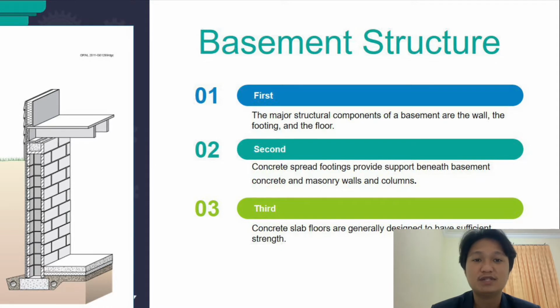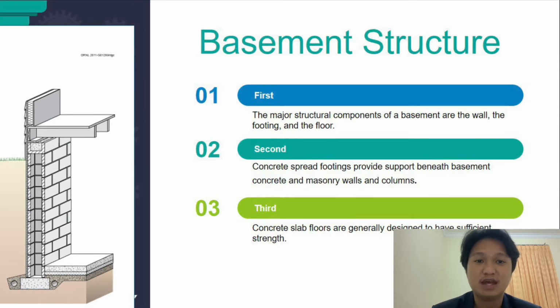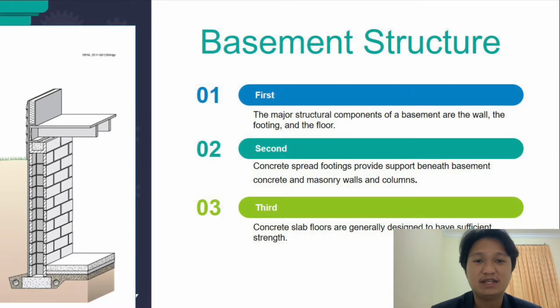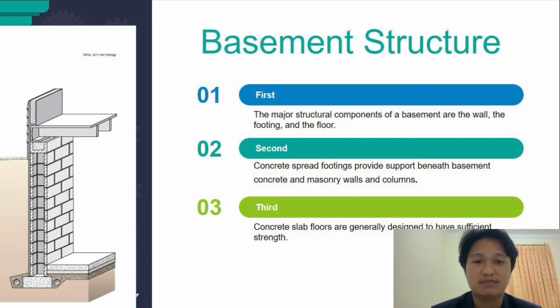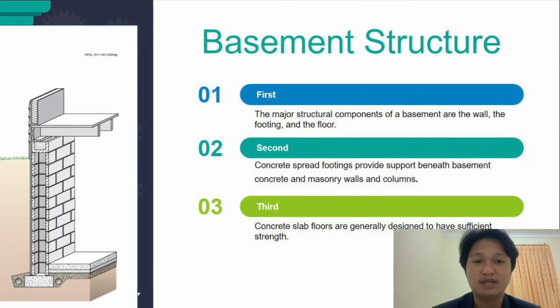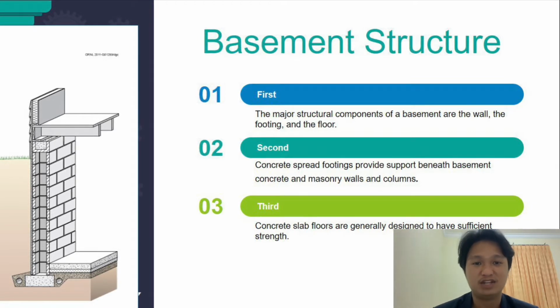Second, concrete spread footing provides support beneath basement concrete and masonry walls and columns. Footing must be designed with adequate size to distribute the load to the soil. Freezing water beneath footing can cause cracking and other structural problems. Footings must be placed beneath the maximum frost penetration depth or be installed to prevent frost penetration.